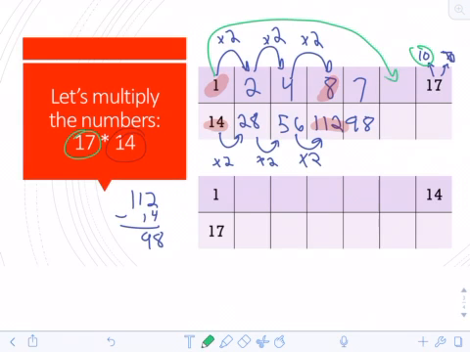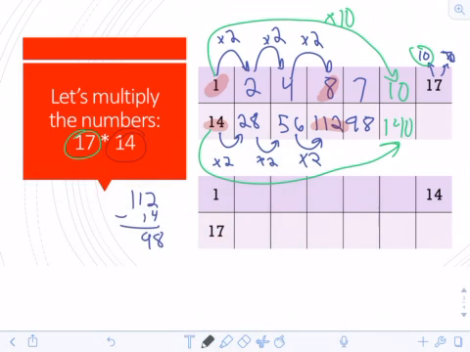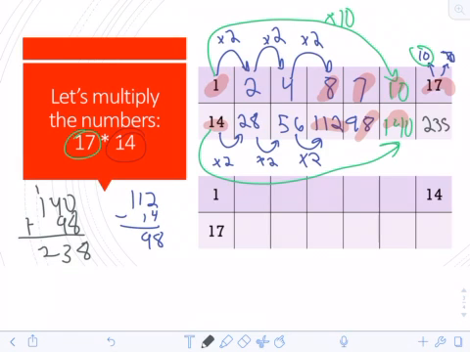Well, 1 times 10 gives me 10. 14 times 10 gives me 140. Add them up. And I get 7 plus 10 is 17. 98 plus 140. You do your math. 238.